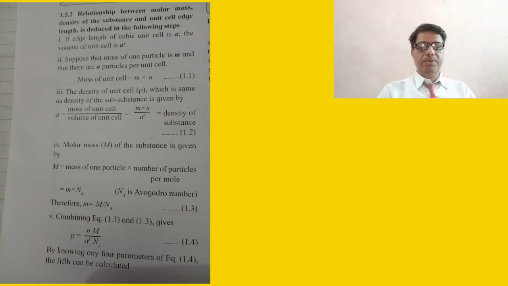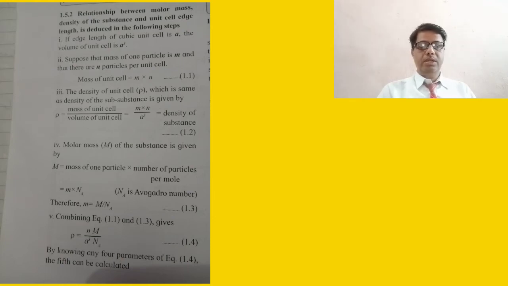Second step, suppose that the mass of one particle is m, small m, and there are n number of particles per unit cell. So mass of unit cell is equal to mass of one particle into number of particles, that is m into n. This is equation number 1.1.